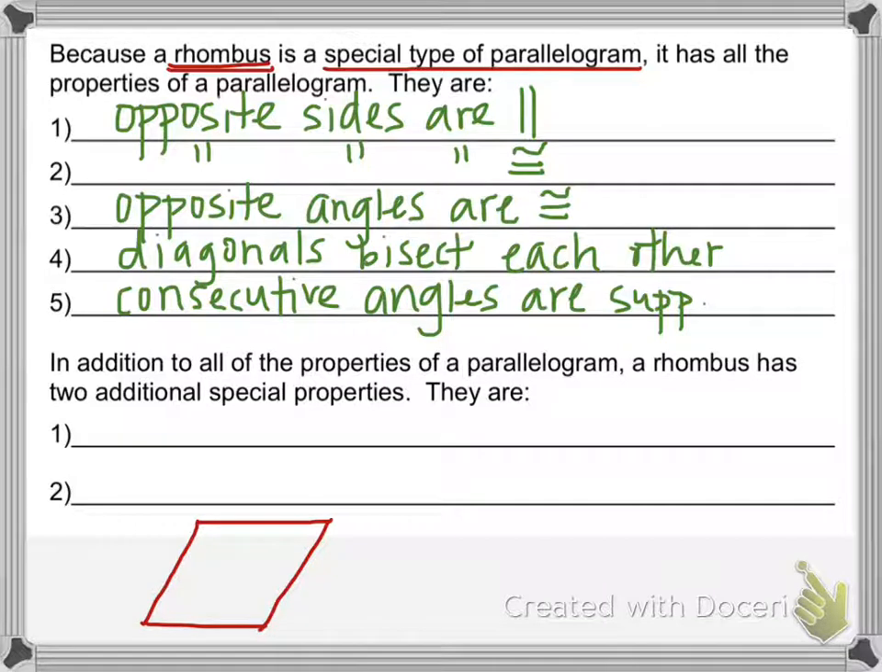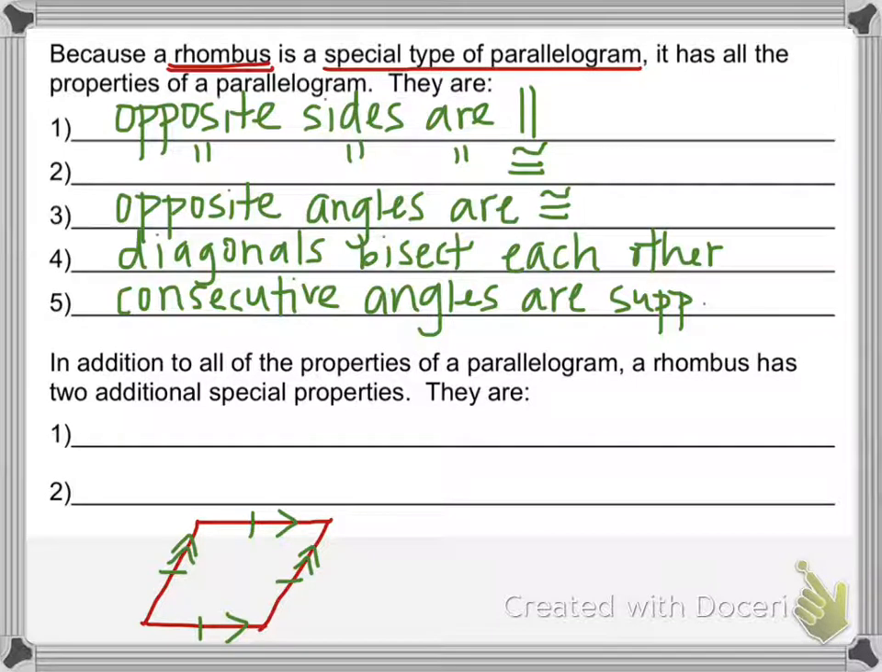So the properties that it gets from parallelogram is that opposite sides are parallel. Okay, so that means we've got some same side interior angles that are supplementary. We might have some alternate interior angles that are congruent. We also know that opposite sides are congruent, and not only are opposite sides congruent, but they're all congruent to each other. So that is something special about a rhombus. All four sides are congruent.